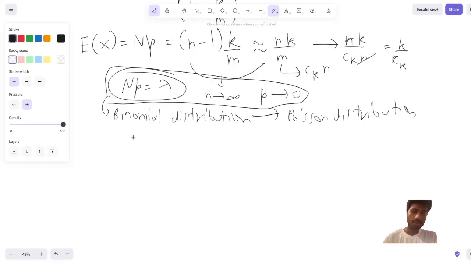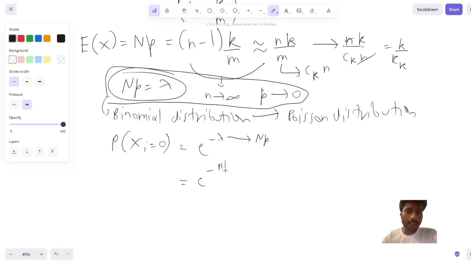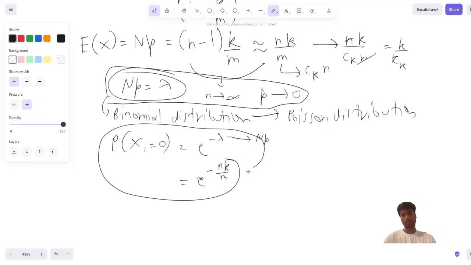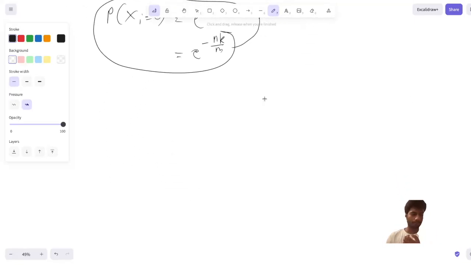In Poisson distribution, simply we can say our probability of 0 collisions is simply e to the power minus lambda. And what's lambda? Lambda is simply the n times p that was in the binomial distribution. So we have e to the power, what was np? Yeah, nk by m. This small approximation was made by the paper only, and to ease the calculation, you can go ahead and use the binomial distribution as it is also. That's fine.